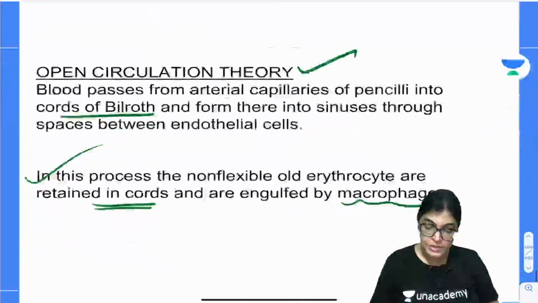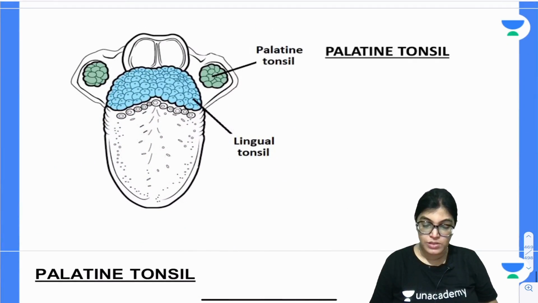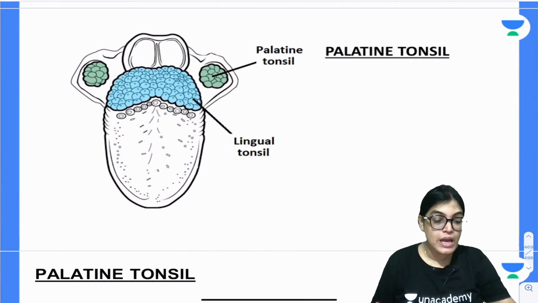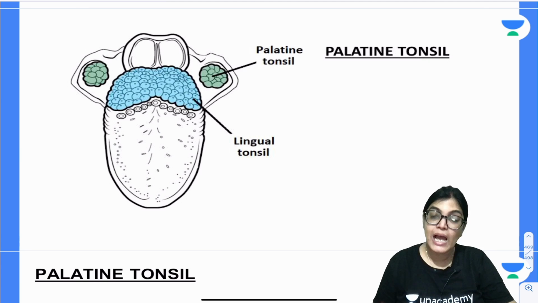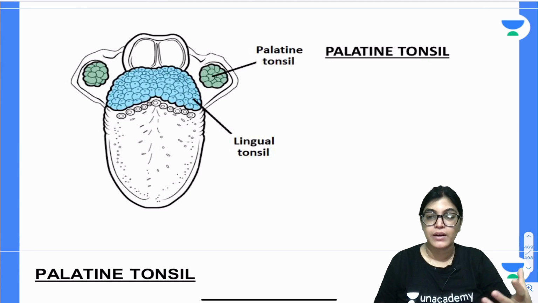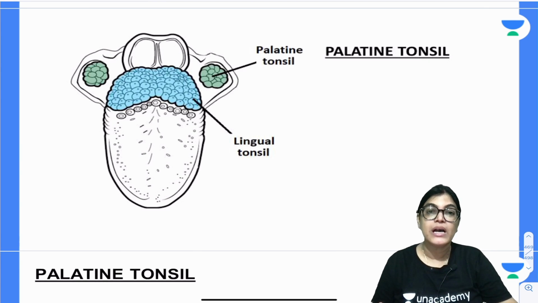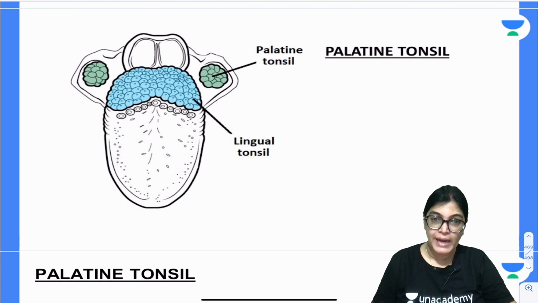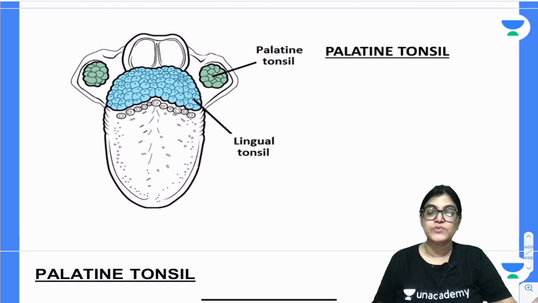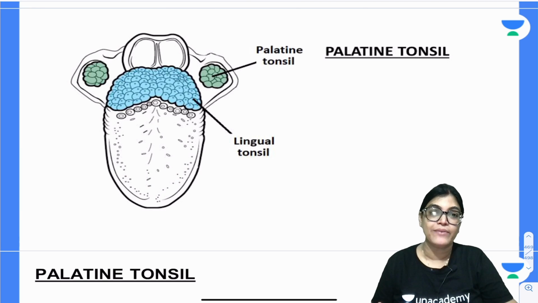So yes, done with this, let's move on to the next, that is palatine tonsil. This is the last lymphoid organ whose histology will be discussed, and it is very easy to understand. Palatine tonsils are almond shaped structures located in the tonsillar fossa. Now the next point which comes to your mind: the tonsillar fossa is the space residing in the lateral oral cavity, and where exactly does it reside?